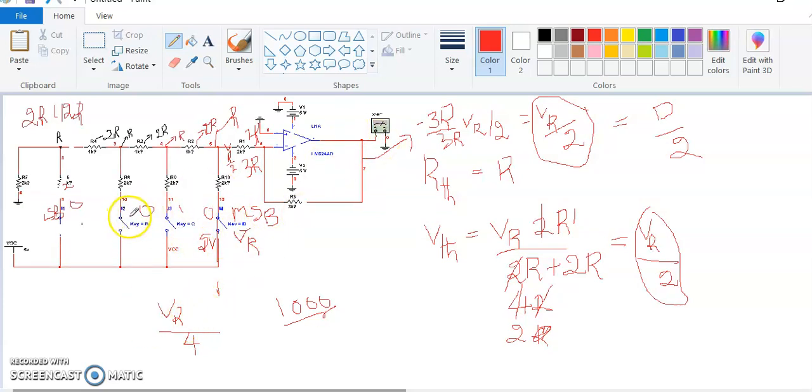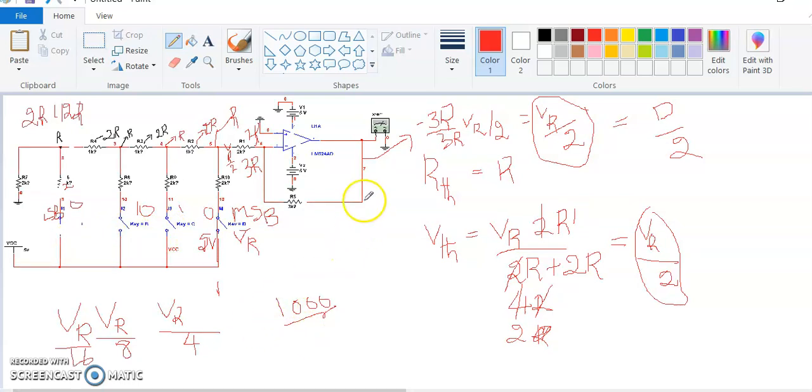Like that, in case this one is 1 and the remaining are all zeros, we'll get VR by 8. For this case, if this one is 1 and the remaining are all zeros, we'll get VR by 16. Like that it is VR by 2, VR by 4, VR by 8, VR by 16.